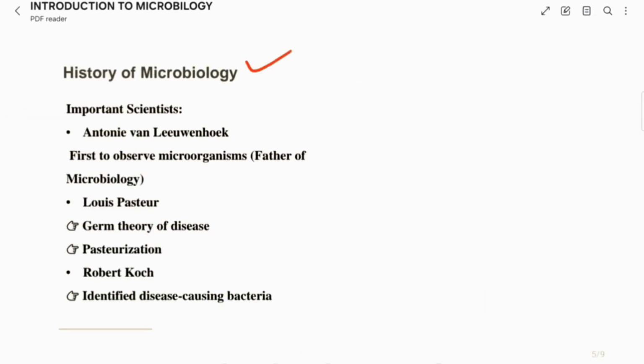History of microbiology. There are various scientists who have given important contributions in the field of microbiology. Anthony van Leeuwenhoek was the first scientist to observe microorganisms, and he is also called the father of microbiology. Then Louis Pasteur contributed the germ theory of disease and pasteurization. Then Robert Koch identified the disease causing bacteria.